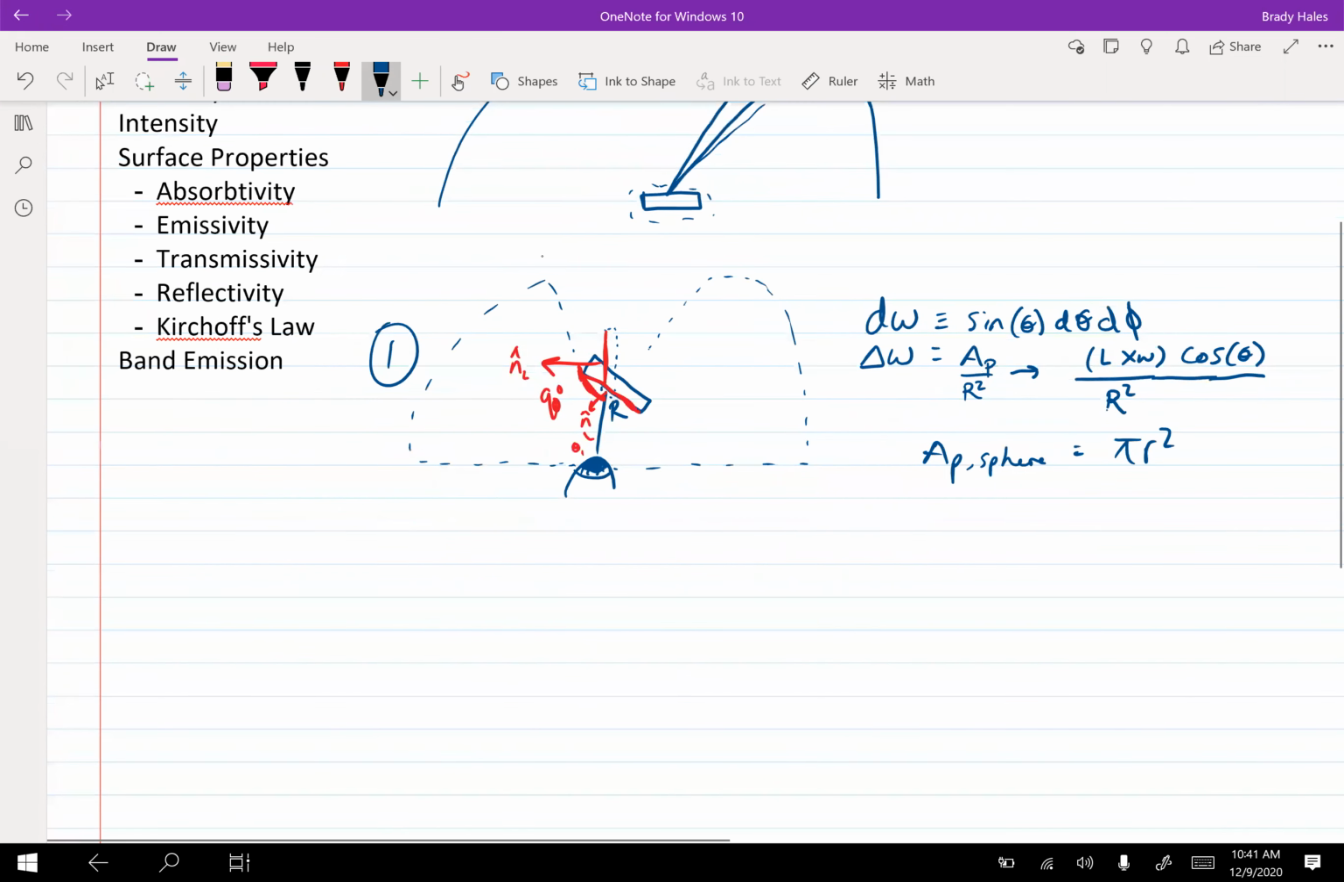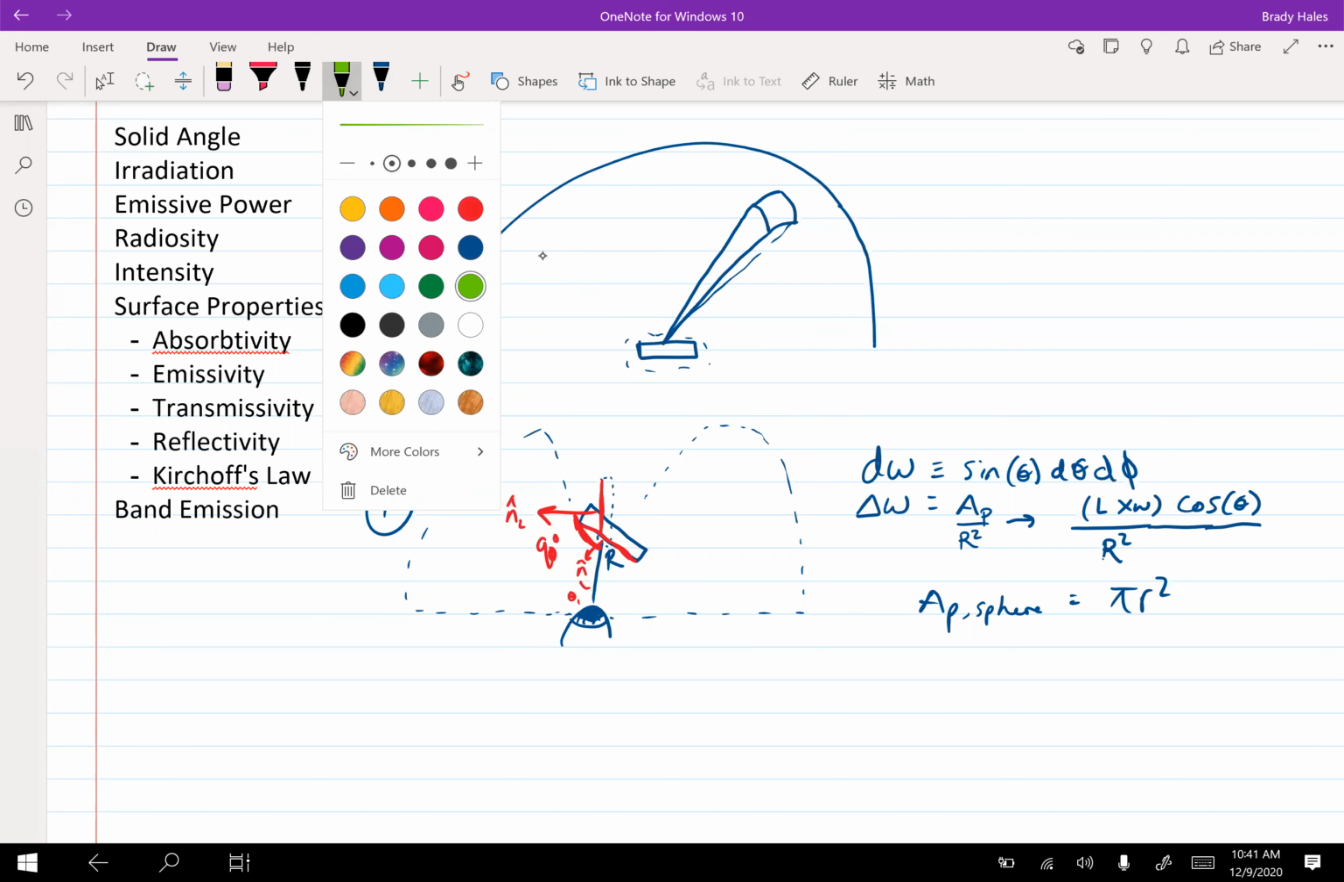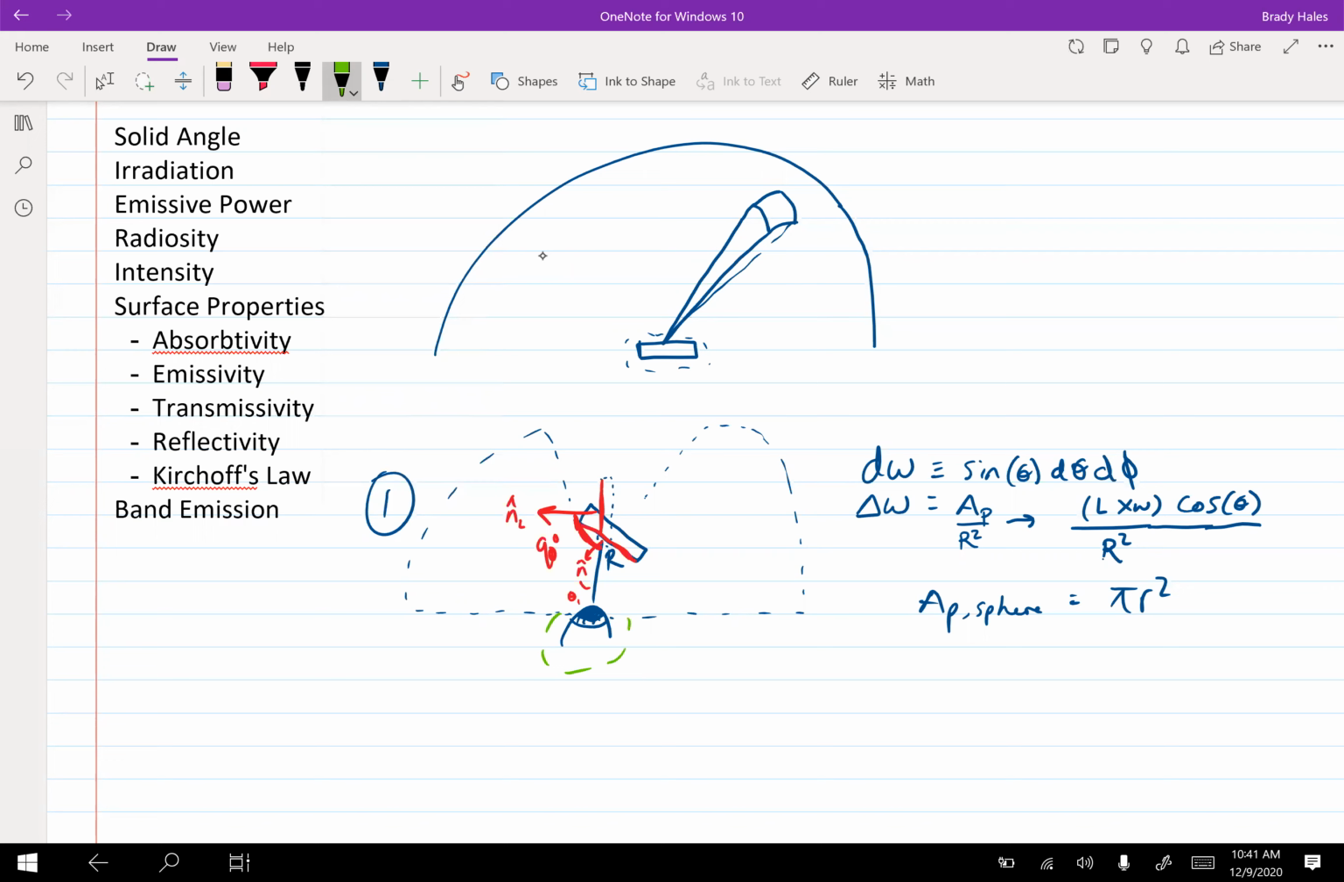Okay, so that's a solid angle. Again, it's simply the area that some object takes up of this hemisphere. And this eye that we drew here can be anything. It could be a detector, a rocket ship, a thermocouple, whatever you want it to be. This eye would represent your control volume, your system. Maybe I would do that in green, because it's always important to draw your system. So that's your system, and your system is receiving some irradiation.